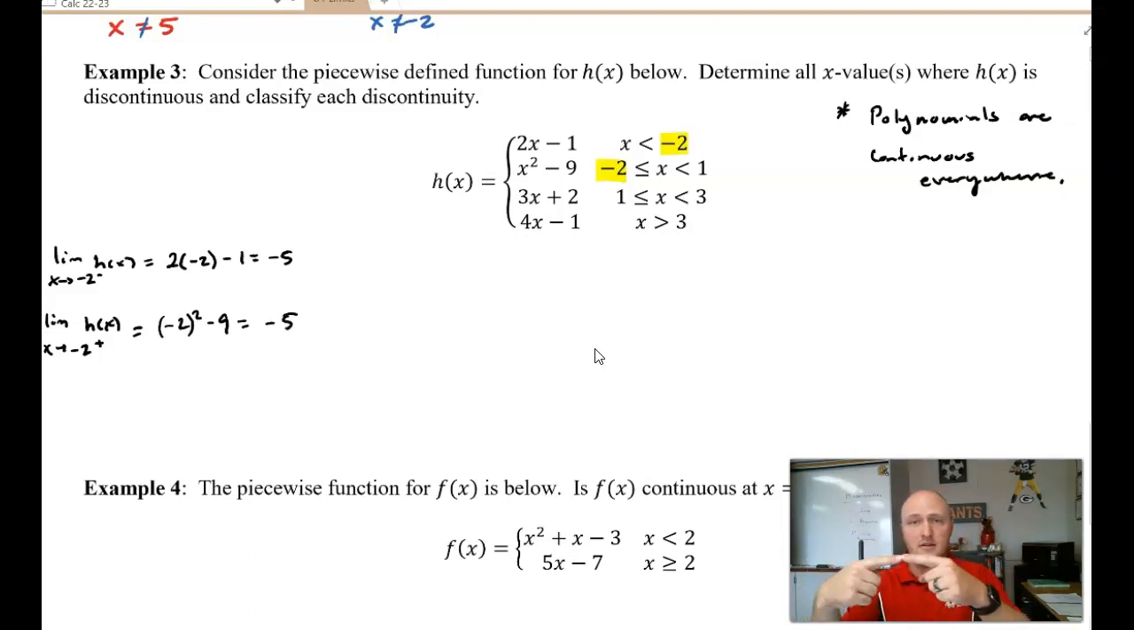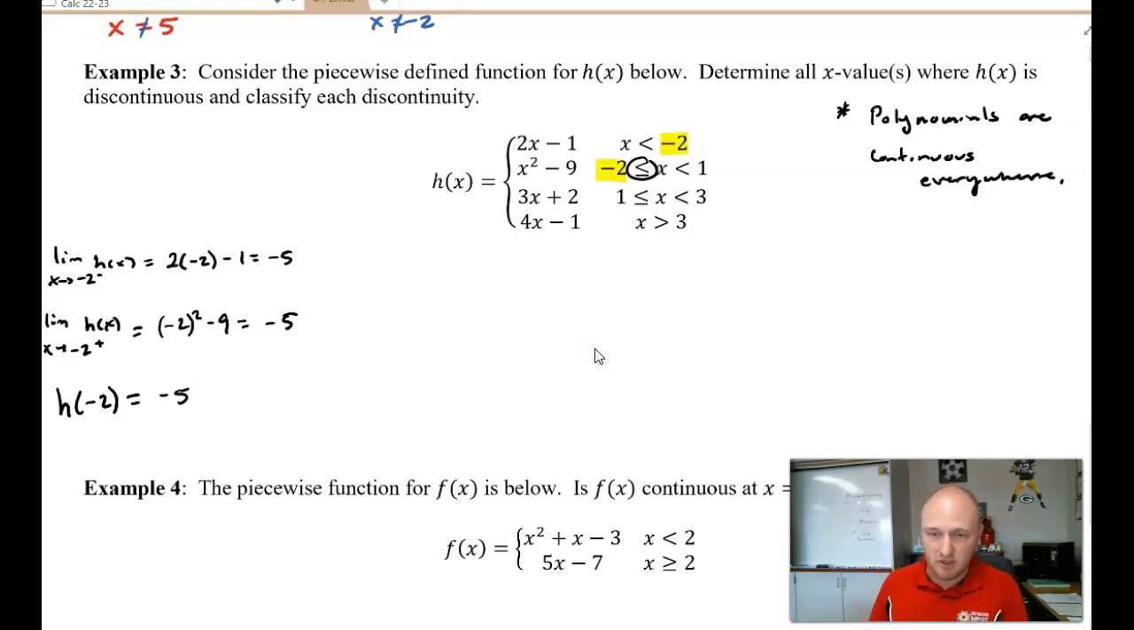Hey, they touch. So I know I don't have a jump discontinuity. But we still have to watch out for holes, don't we? I could have a hole, right? So what's the function value at -2? Sorry, not f, h. What's h of -2? Didn't we just find that? Because it's equal to -5 here. So if I plugged in -2, which I already did, that's -5. So this is continuous. And I'm just going to add this note here: continuous at x equals -2. They didn't ask us that, but your brain should register this.